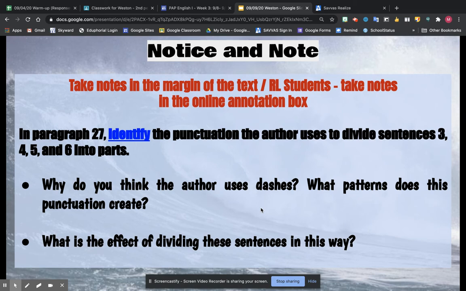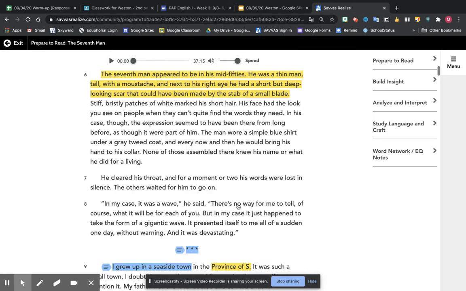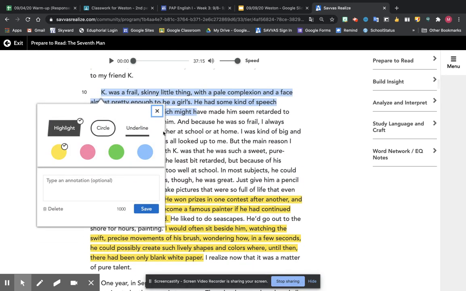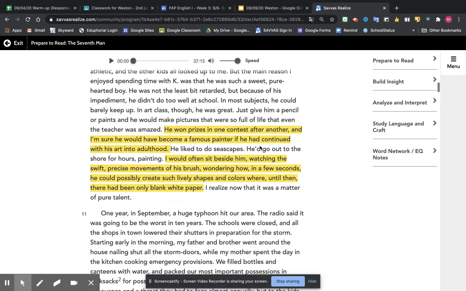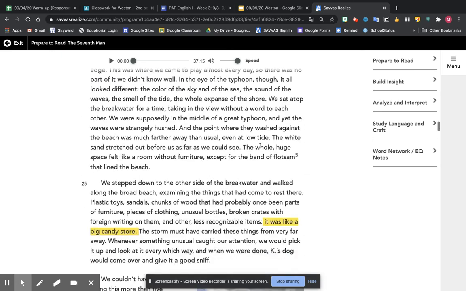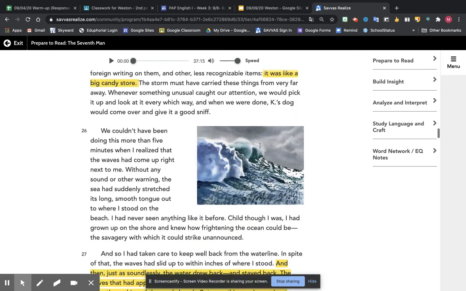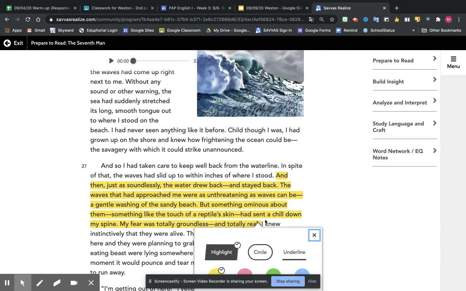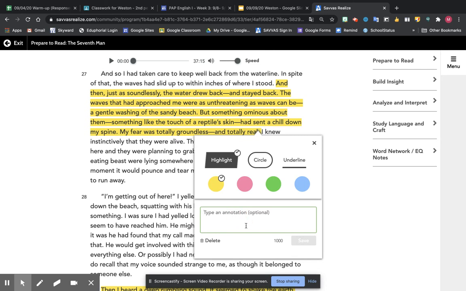So again, this is where you would go to the text, go to paragraph 27. Okay. And as you see, those sentences have been highlighted, and then you would answer your questions there in the text box. Okay.